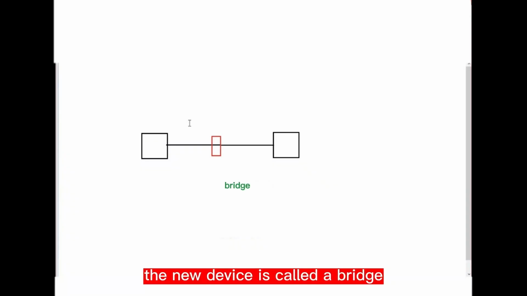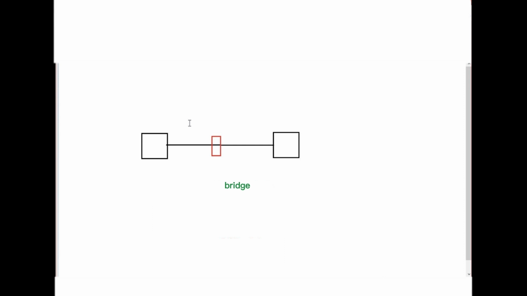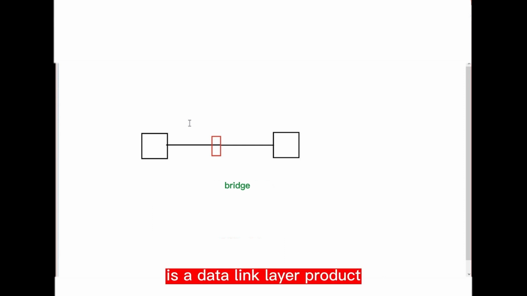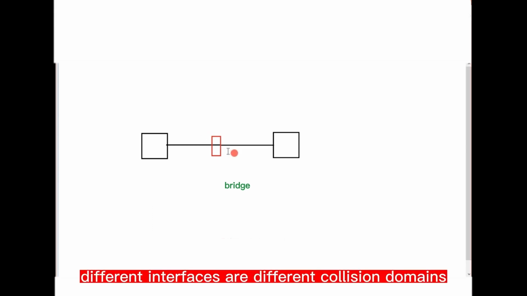The new device is called a bridge. A bridge is a small switch. You can understand it as a data link layer product that works on the second layer. The bridge has two interfaces. For the bridge, different interfaces are different collision domains. There will be no data conflict between the two interfaces.